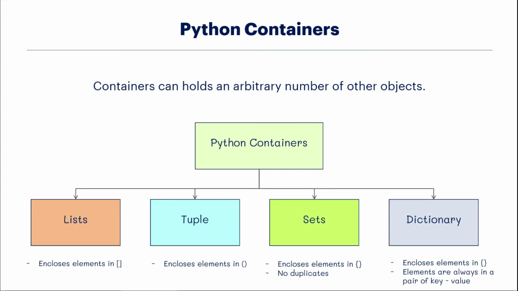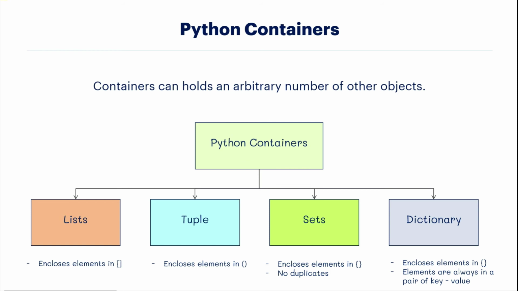List encloses the elements in a pair of square brackets and stores them in an indexed fashion. Tuples enclose the elements in a pair of round brackets, but they are immutable, which means we cannot modify the elements in a tuple. Set encloses the elements in a pair of curly brackets, but does not allow duplicates. Dictionary is slightly different. It encloses the elements in a pair of curly brackets, but stores the elements in key value format. Each container object has some exclusive properties and can be preferred depending on the requirement of the application.